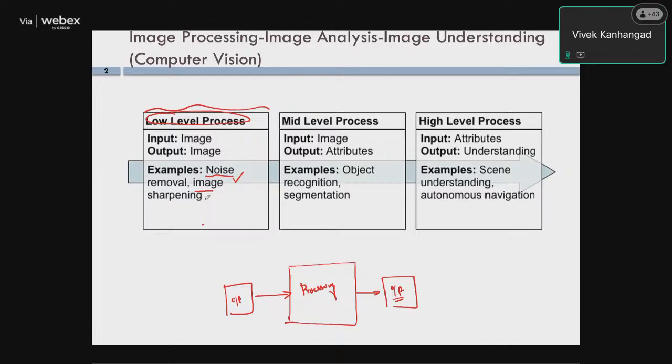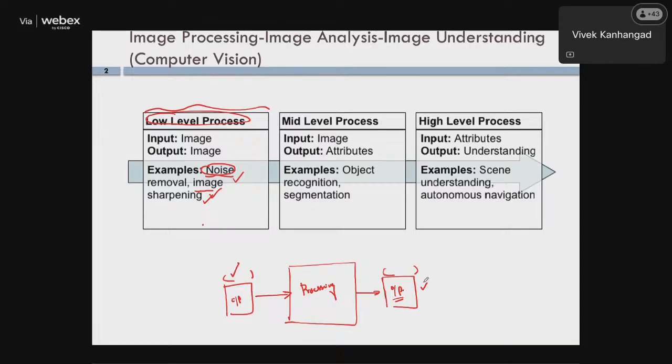Okay, so these are some of the tasks or problems where, for example, if you're talking about denoising, the input is a noisy image and the output is a denoised image, with noise suppressed to a great extent. Similarly, if you're talking about image sharpening or image enhancement, the input is an image where the features are not very clearly visible, and after processing you have enhanced the image. The edges are clearly visible.